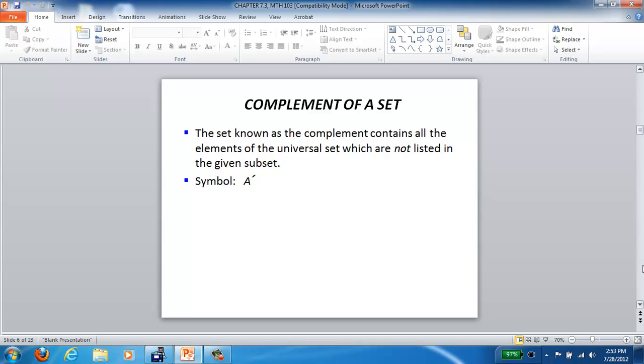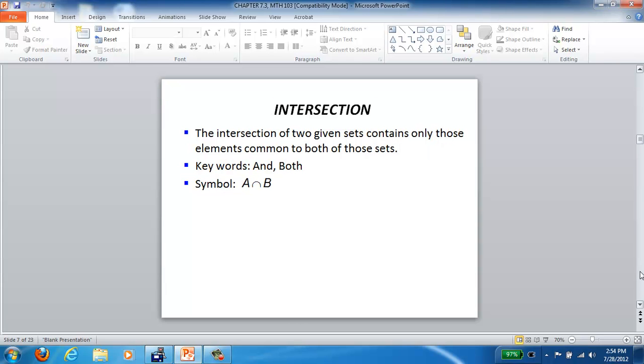Complement of a set. The set known as the complement contains all the elements of the universal set which are not listed in the given subset, and the symbol is A prime. Again, the intersection contains only those elements that are common to both of these sets. These are the keywords to understand if you have intersection: if you see A and B, or both A and B, then we talk about intersection. And this is the symbol for the intersection.